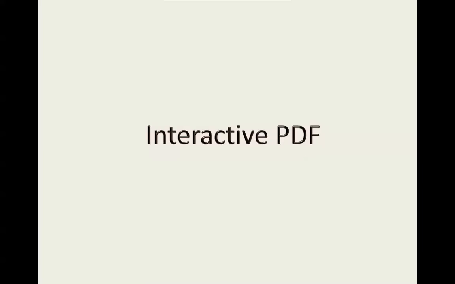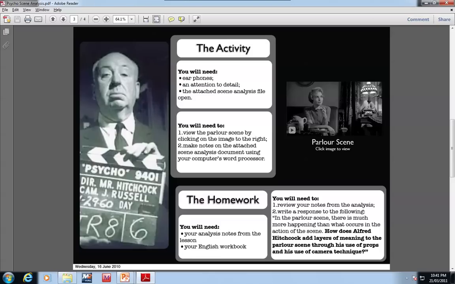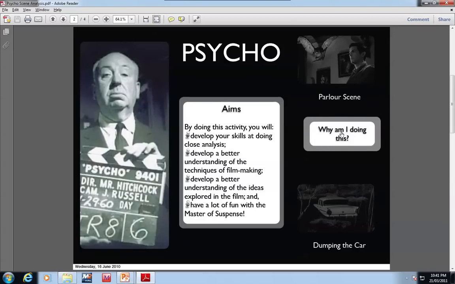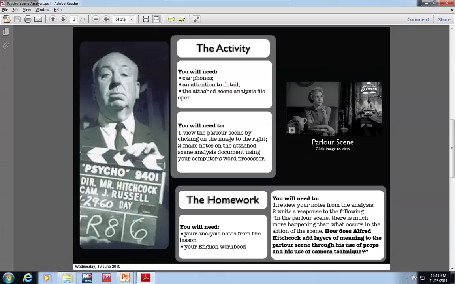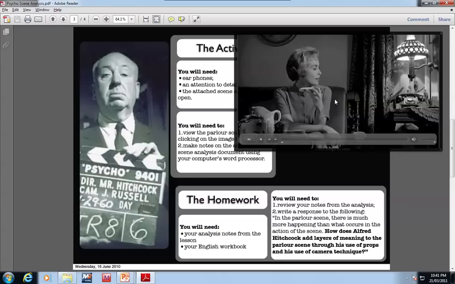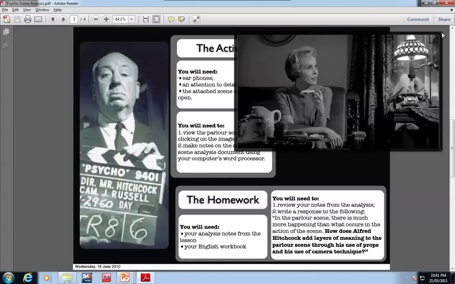Now the reason you're watching this video is to learn about interactive PDFs. So an interactive PDF is a document like this. It looks like a web page, but it's in a PDF document. It can allow us to have different activities in there that we might want to use for students, and this particular one was to get students to be able to analyze a movie clip. And so what you can see from this is that you can embed video clips quite neatly into one document.